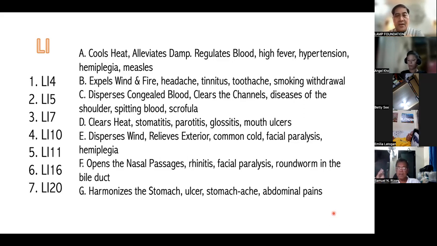Glossitis. Namamaga yung tongue. Parotitis, glossitis, mouth ulcers. Parotitis, left side po siya. Wait lang ha, ganito masanay na kayo. Parotitis, glossitis, stomatitis, mouth, itis lahat yan. Inflammation. So, there will be pain, di ba? Kasi isa sa mga component ng inflammation is pain, dolor. Okay? So, when we take up biomedicine, alam na po natin yan.